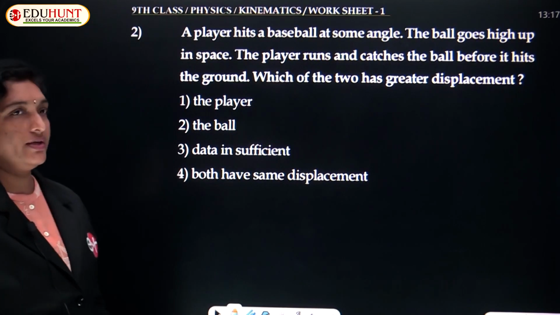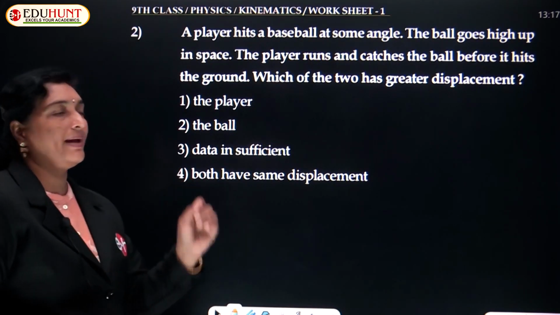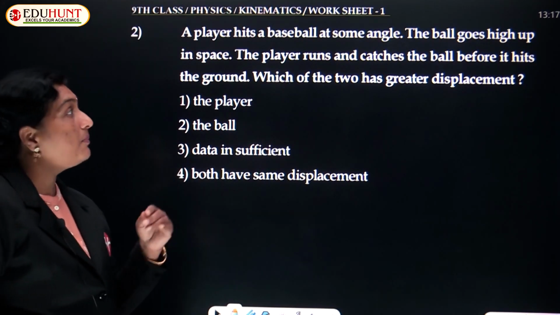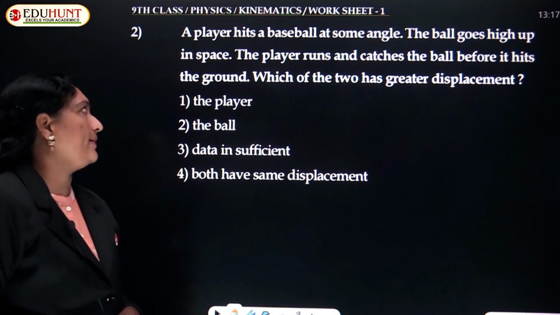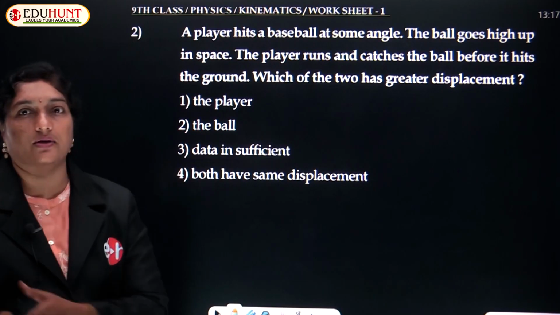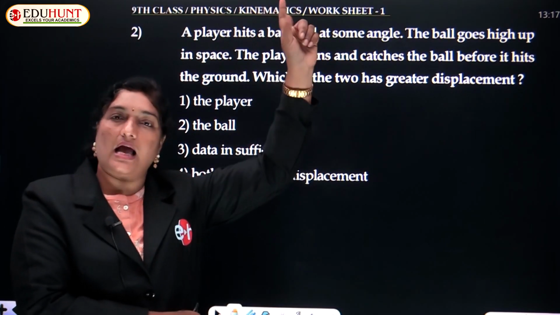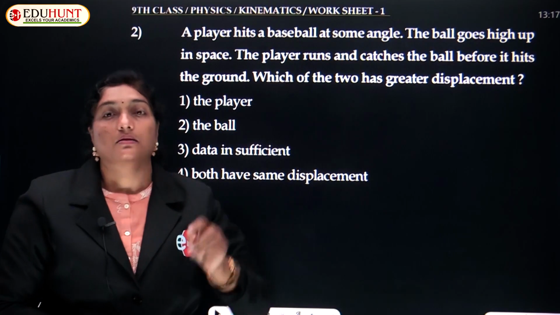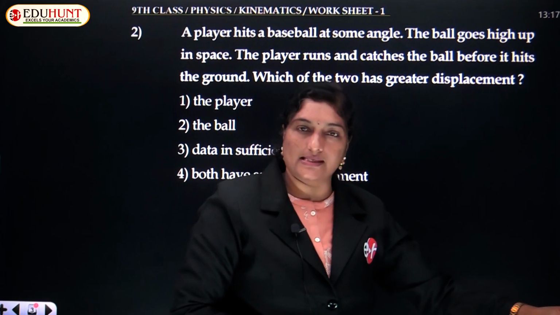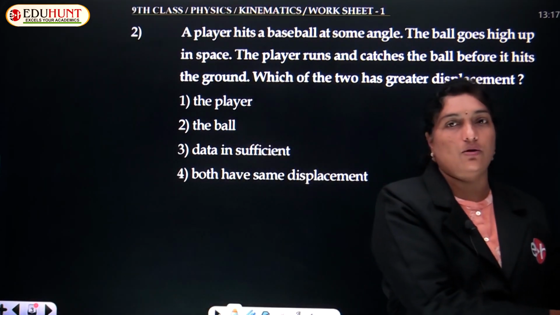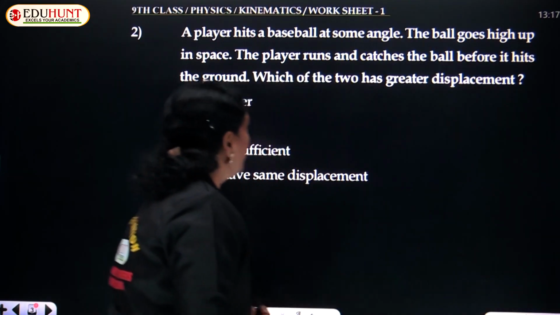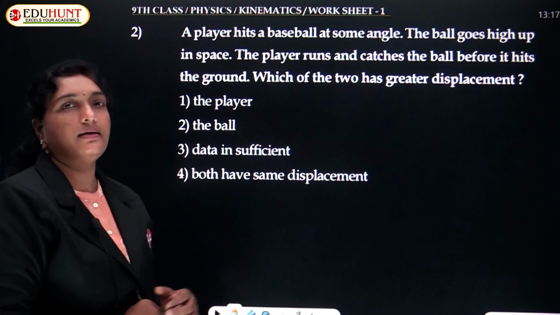So moving to the next question. A player hits a baseball at some angle. The ball goes high up in space. The player runs and catches the ball before it hits the ground. So he has to hit the ball. The ball goes up and again falls downward. So the player has hit the ball at this moment, and as and when the ball falls at some particular position, the player also displaces along the same path. Okay, so which of them has greater displacement?